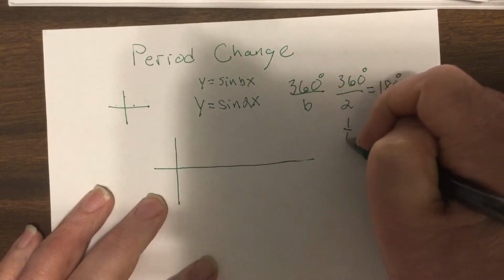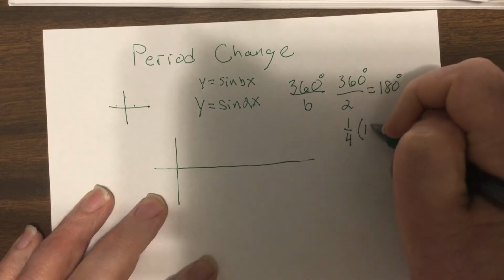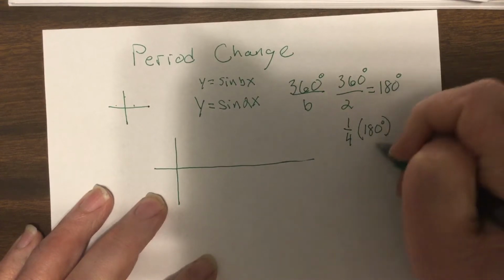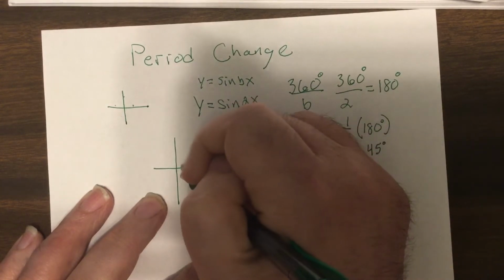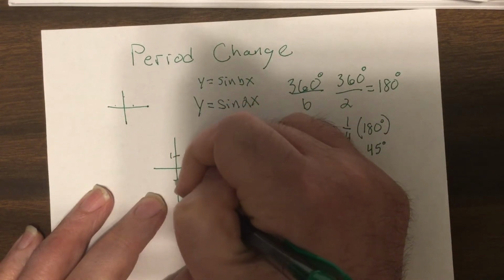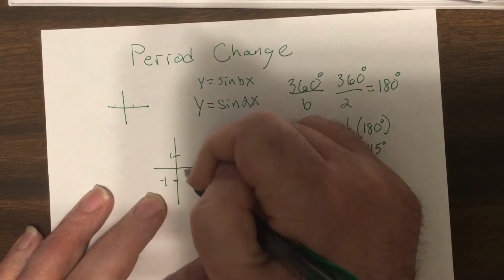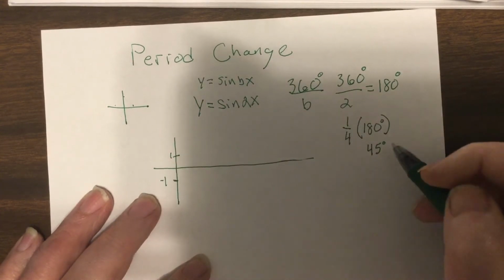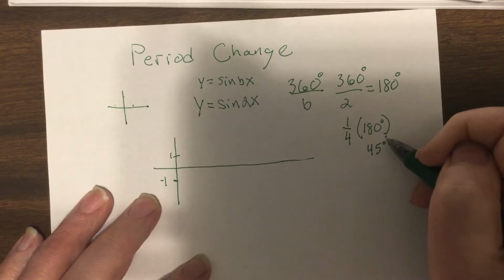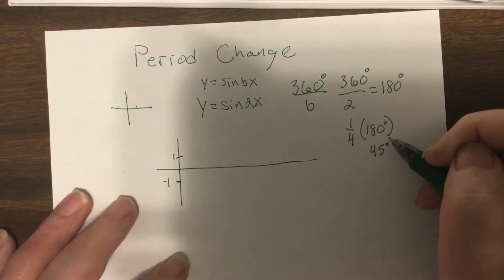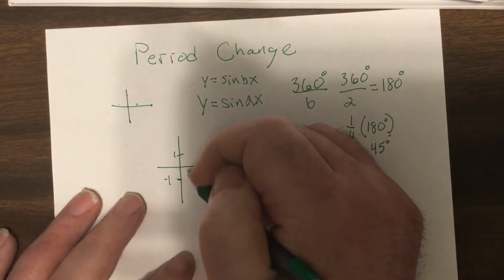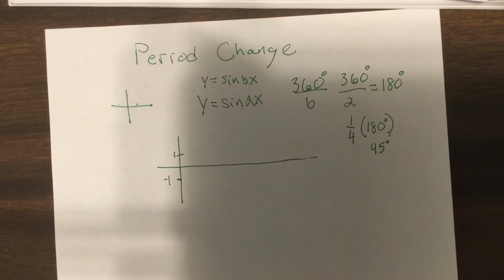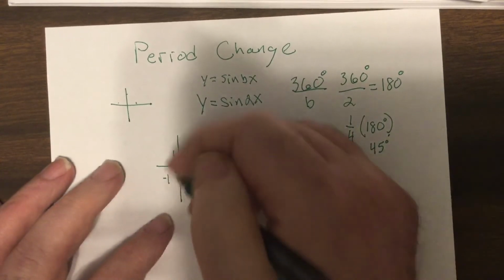So I go 1/4 of 180 is 45. So my new graph would be every 45 units, 45 degrees, there's an important thing that happens. Just like in the original y equals sine x, there's every 90 degrees.